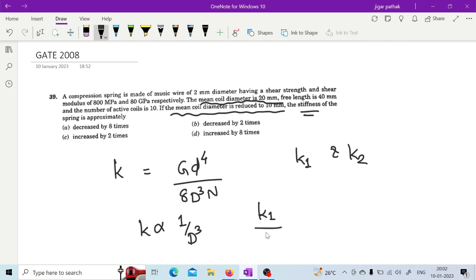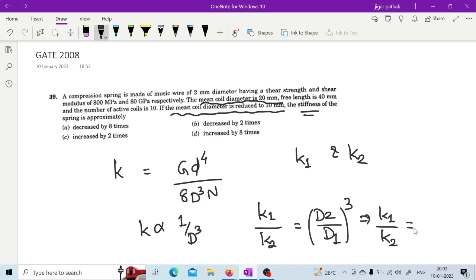So K1 by K2 can be given by D2 by D1 cube. Yes or no? You have both the diameters, right? D2 and D1. So D2 is 10 and D1 is 20. So the stiffness of the spring is approximately increased by 8 times, right? If I told wrong, I told decreased here.